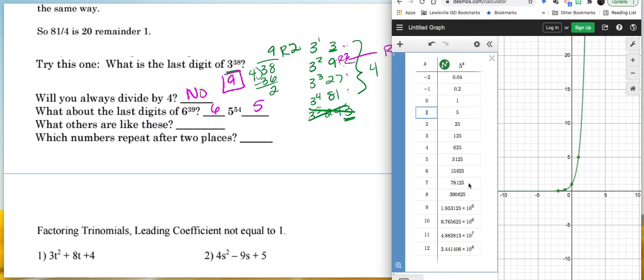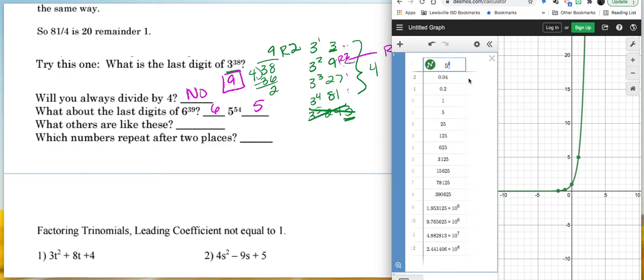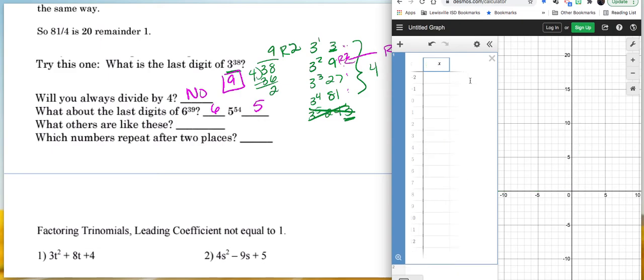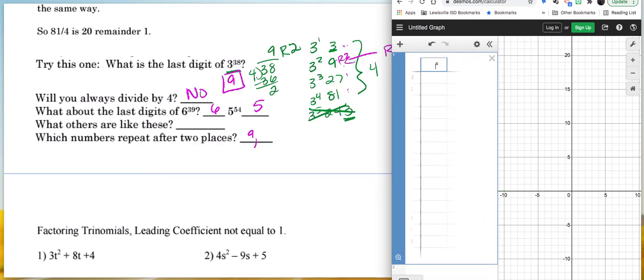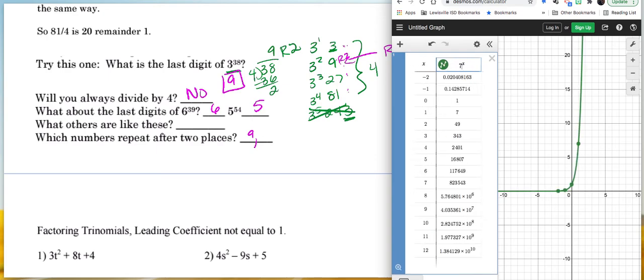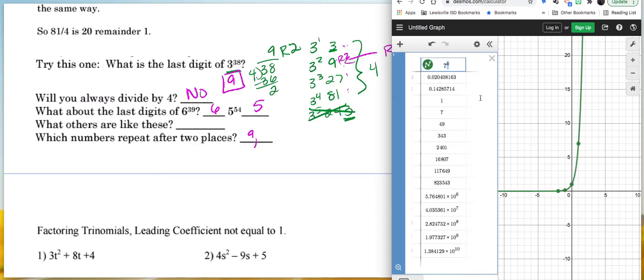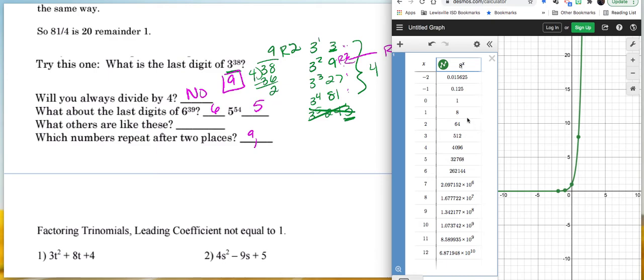Other numbers that are like this would be, let's see, trying to remember which one does this. 9s have 2 in them. So which numbers have 2 places? 9 had 2 places. Right now I'm just kind of guessing and checking. We looked at 6, we looked at 5. Let's look at 7. 7 has, starting here, 7, 9, 3, 1. 7 has 4 in the sequence. Let's look at 8. 8, 4, 2, 6. 8 has 4 numbers in the cycle.